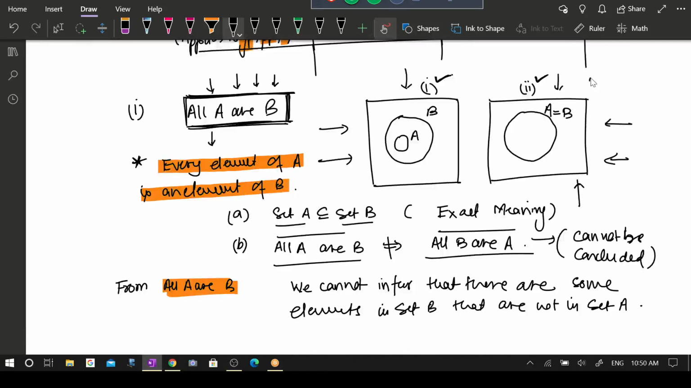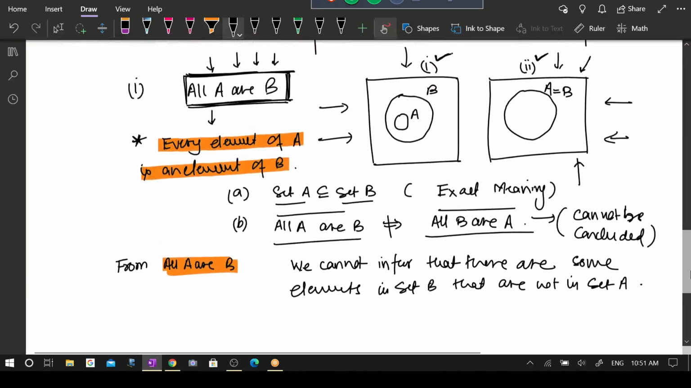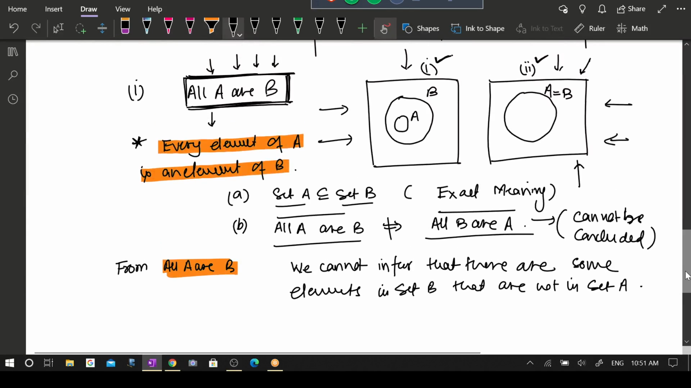See, figure 2 will be "all B are A". Yes, then the second Venn diagram would be true, but the first won't be true, Saurabh. So kindly write this aspect. All A are B does not mean all B are A, because we just cannot infer that there are some elements of set B that are not in set A. We cannot say that from "All A are B". Both the possibilities, either one or two, are true. All right, keep this thing in mind.